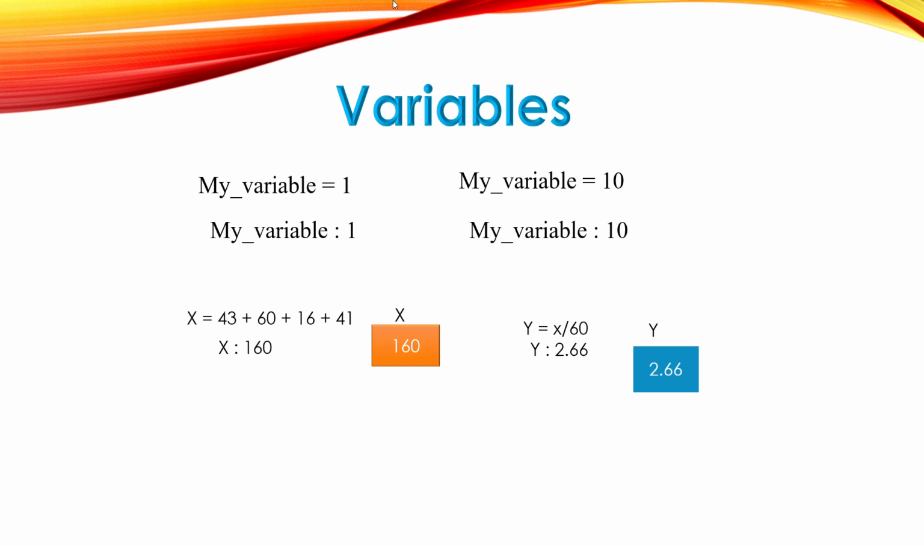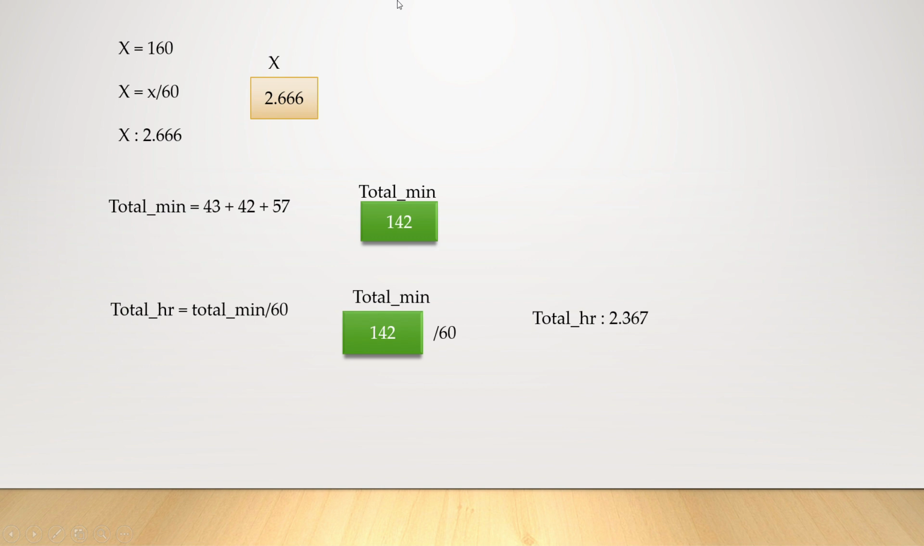In the next slide, in the previous one we got the x value as 160. Here we are doing it for x. In the previous one we did it for y, which is holding the value 2.6. In the next question, total minute is equal to 43 plus 42 plus 57. Total minute will be holding 142 after adding all these numbers.